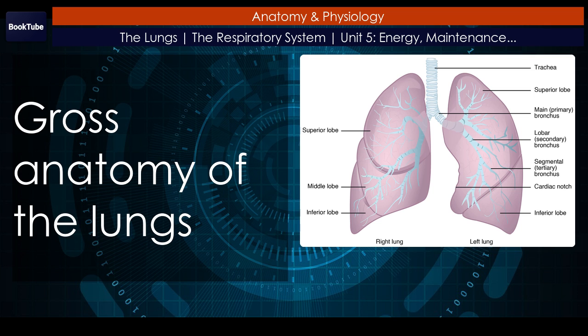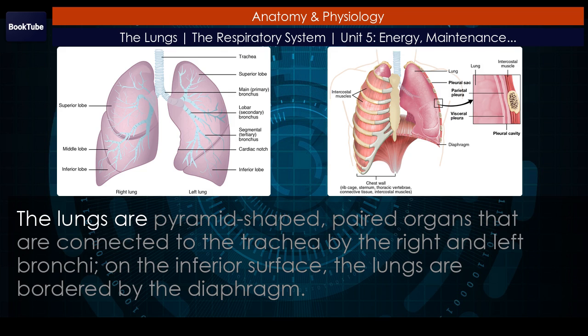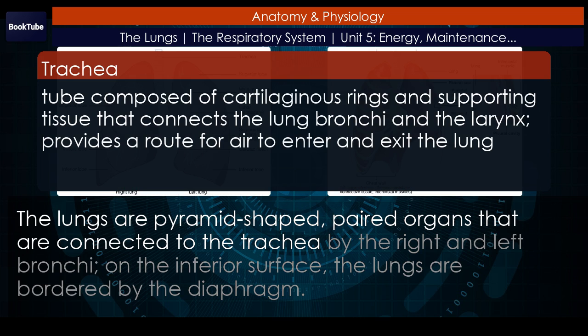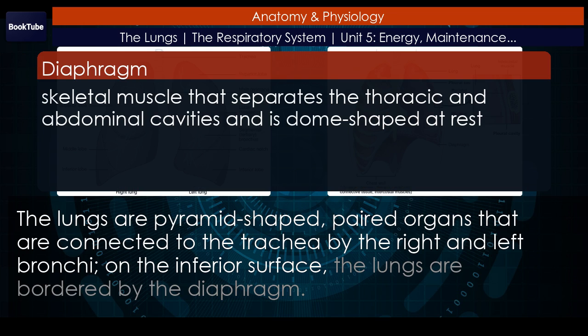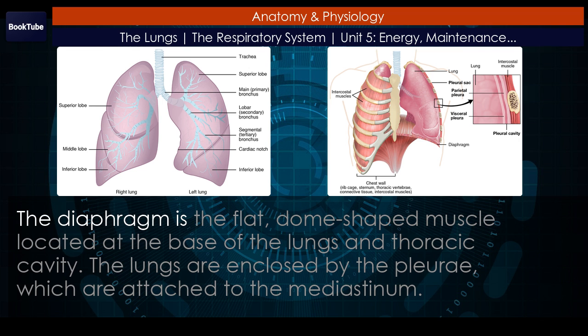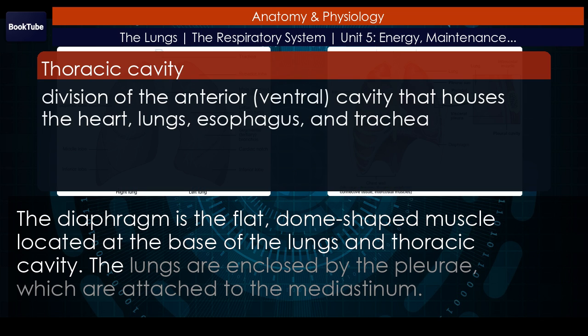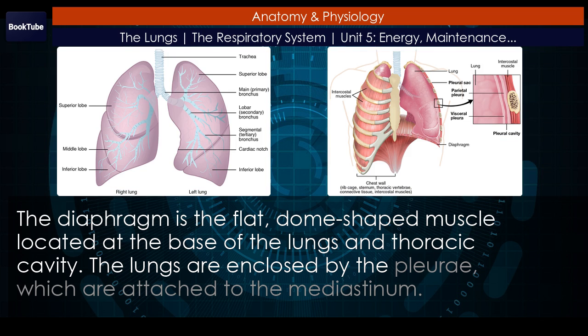Gross anatomy of the lungs. The lungs are pyramid-shaped, paired organs that are connected to the trachea by the right and left bronchi. On the inferior surface, the lungs are bordered by the diaphragm. The diaphragm is the flat, dome-shaped muscle located at the base of the lungs and thoracic cavity. The lungs are enclosed by the pleura, which are attached to the mediastinum.